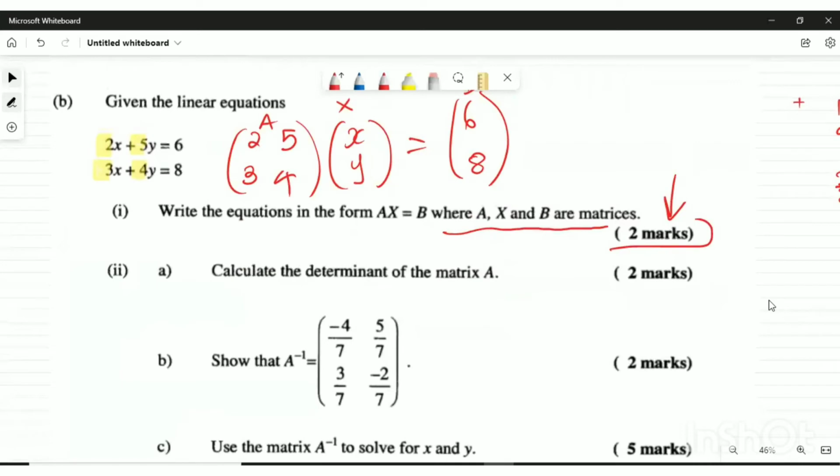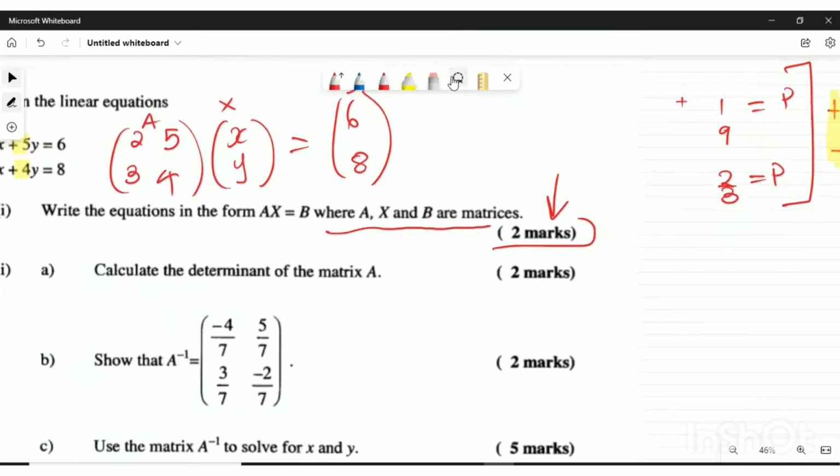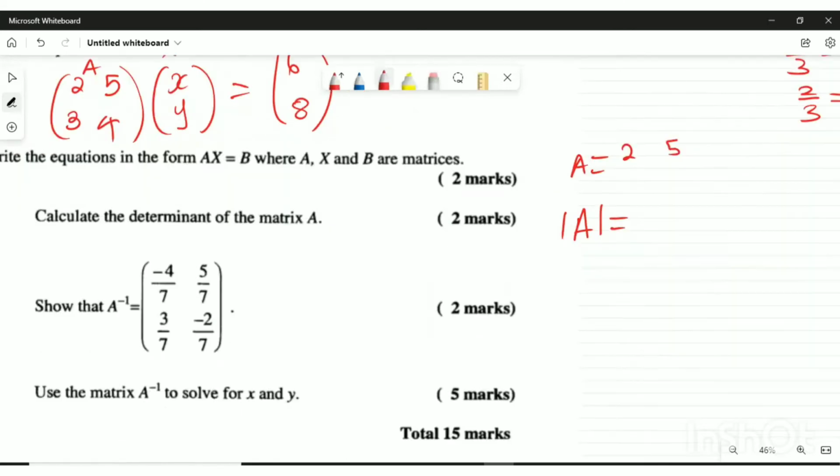Calculate the determinant of the matrix A. So now we want to find the determinant of the matrix A, [2, 5; 3, 4]. So the determinant is going to equal 2 times 4, which is the product of the leading diagonal, minus 3 times 5, the product of the non-leading diagonal.